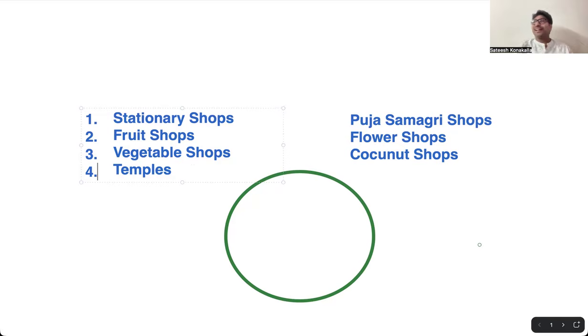So you buy a cloth cover. You just type in Google, you can find it out. Cloth covers. You will get the covers at 3 to 5 rupees for each cover. You get the cloth cover, go to any of these shops, stationery shop or food shop or vegetable shop or temples. First priority is stationery shop. Go to a stationery shop.